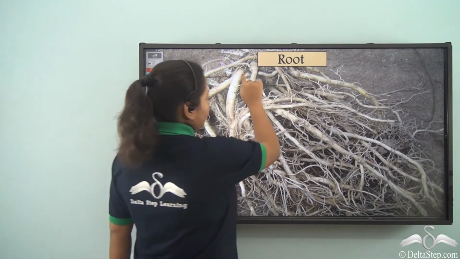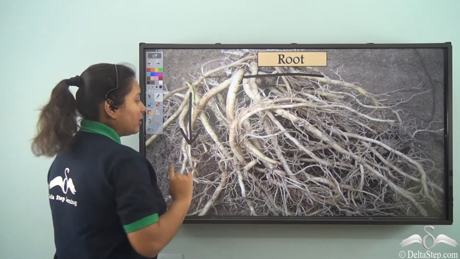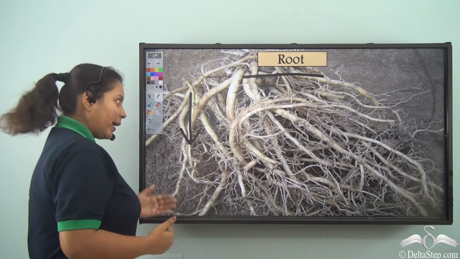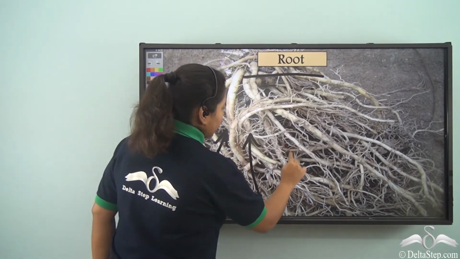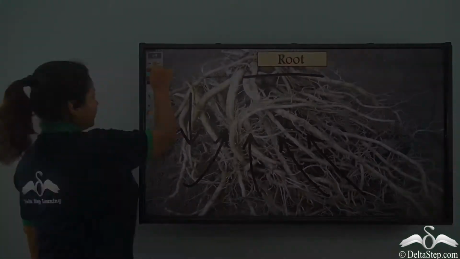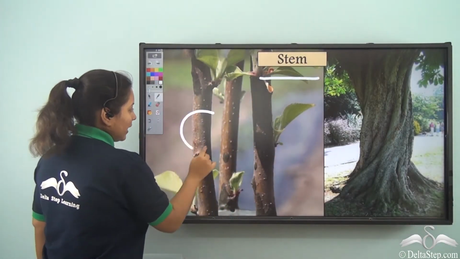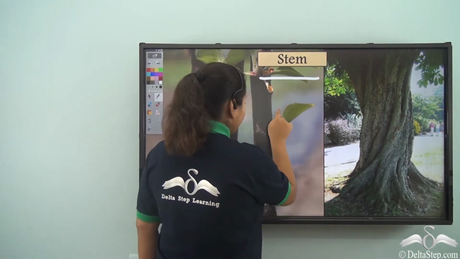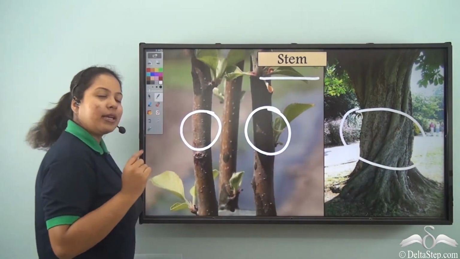Now, this is the root. So, this root lies underneath the soil, right? So, how does it help the plant? Well, it helps in sucking water and it helps the plant to grow. Now, after root, we have the stem. So, what is this stem used for? Well, it helps the plant to stand firmly on the ground. So, stem is very, very important.